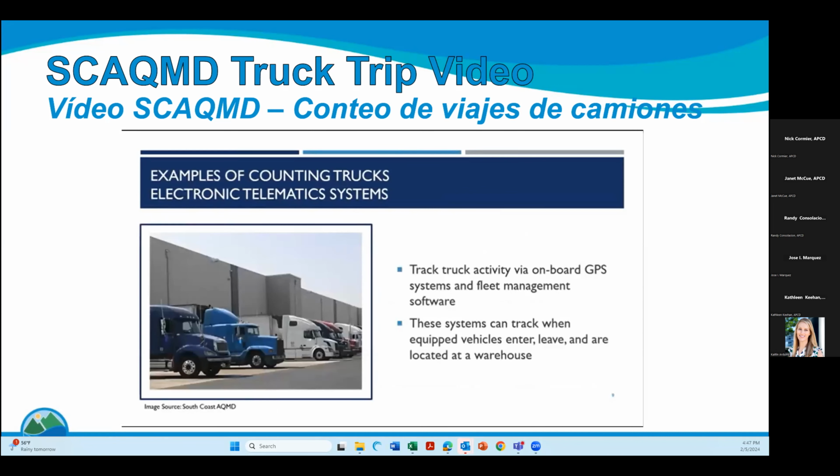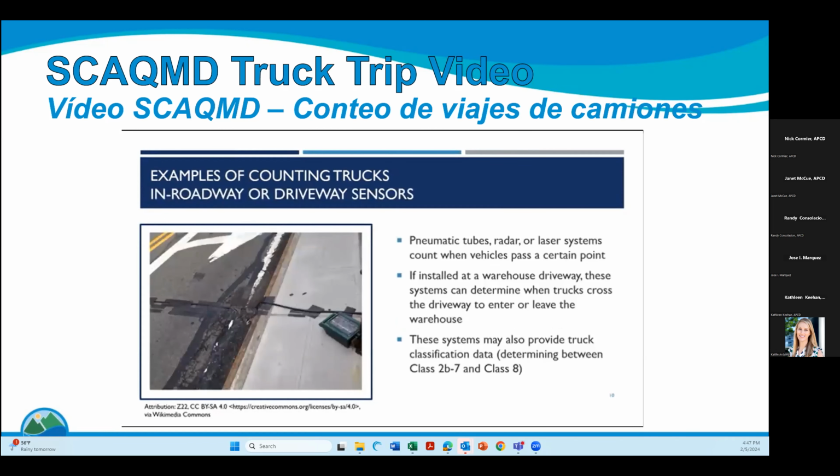One method of counting truck trips is using an electronic telematic system or onboard GPS system in a truck to track when a particular truck enters or leaves a warehouse. In-roadway or driveway sensors are another option, which count when a truck passes a certain point, such as a warehouse driveway.